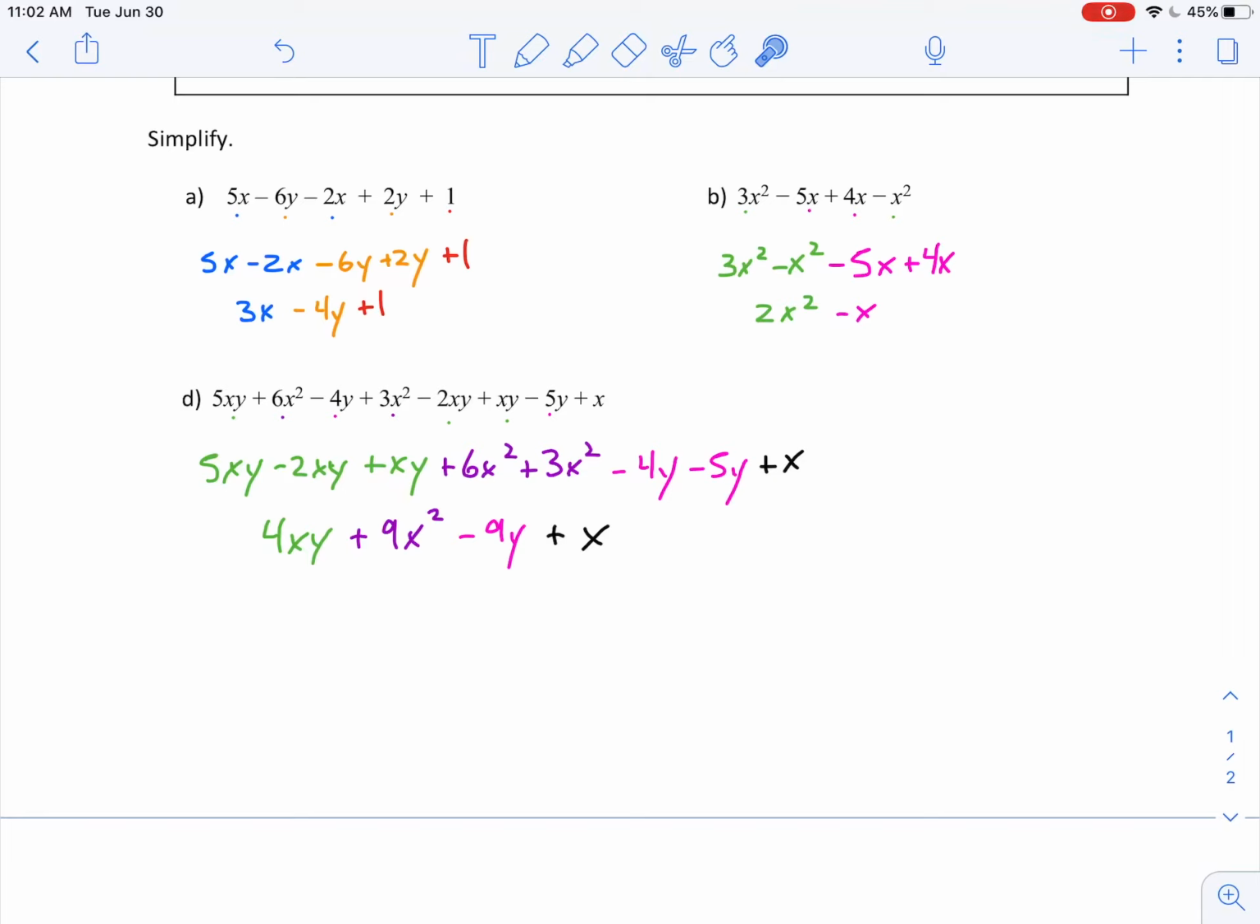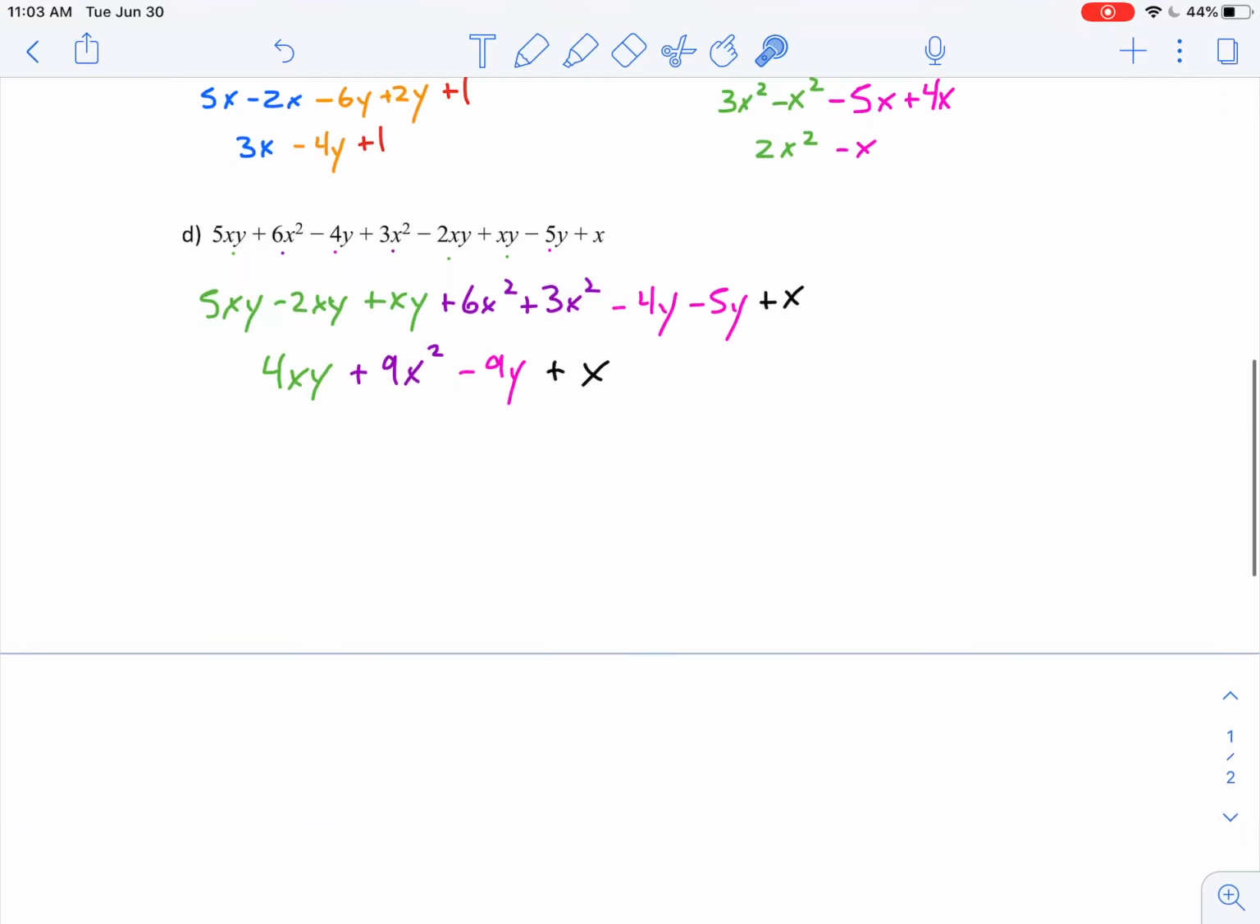Now I can go ahead and collect my like terms when I've gone ahead and rearranged it. So I have 5xy minus 2xy plus xy, which gives 4xy, plus 9x squared, right, 6 and 3, minus 9y plus x. So that would be the simplified version of this expression.